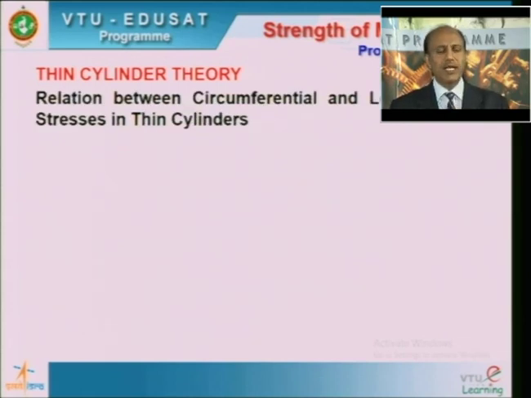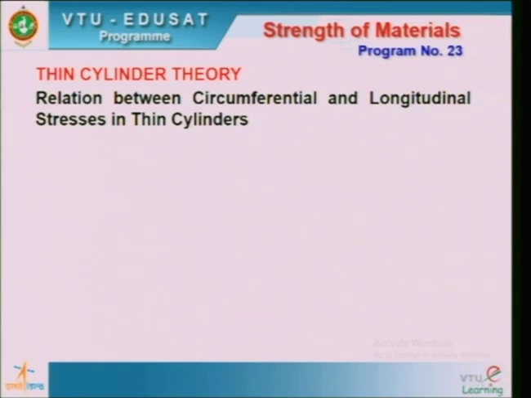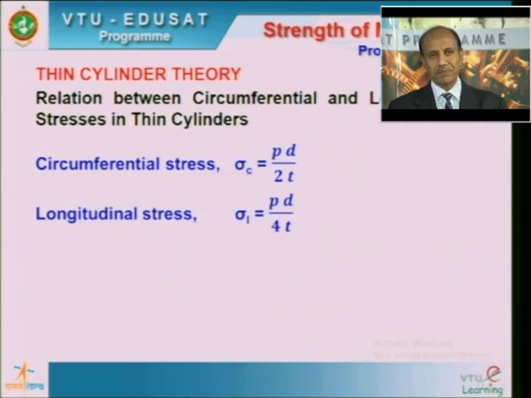Now, let us talk about the relation between the two important stresses that we have just derived, that is the circumferential stress and the longitudinal stress in the wall of a thin cylinder. Let us start with the first expression, the circumferential stress, sigma c equal to P d by 2T. Now, we have the second expression, the longitudinal stress sigma L equal to P d by 4T.